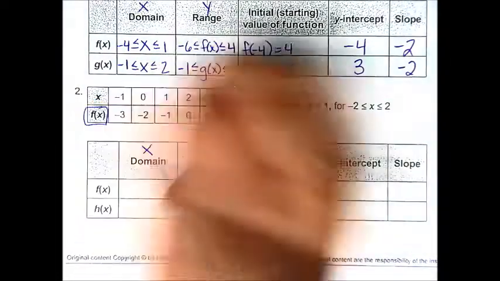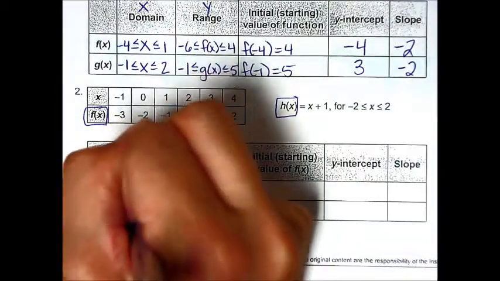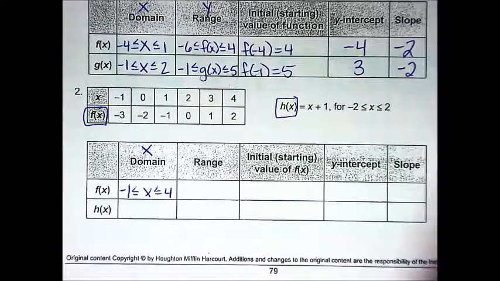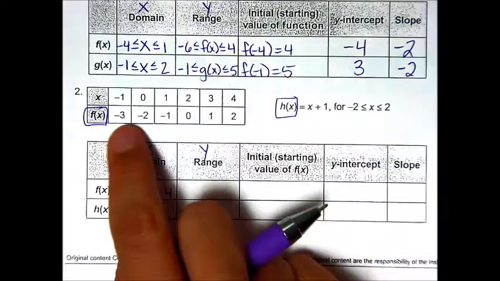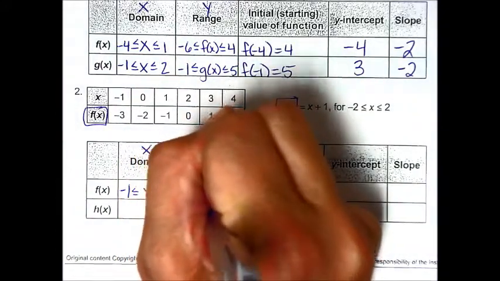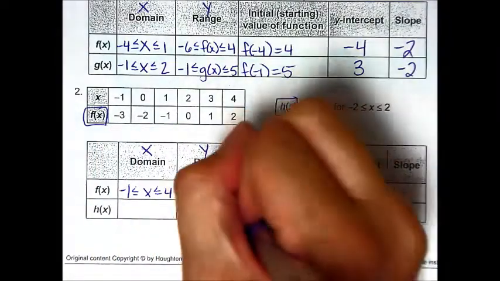Domain, that's your x's. These x coordinates, they go from negative 1 to 4. Range, your y coordinates, they go from negative 3. Okay, remember we're going to call this f of x in the middle. Negative 3 up to 2.